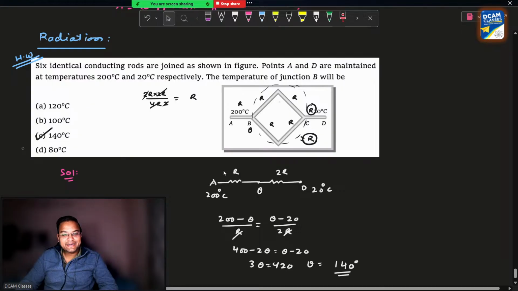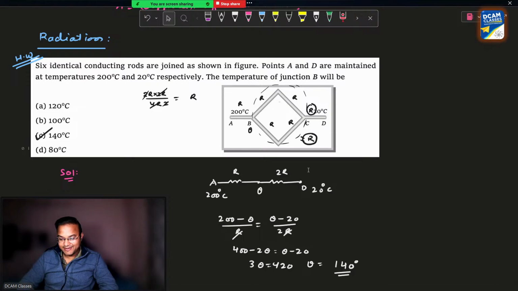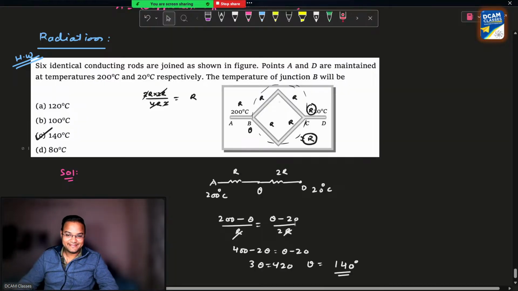Haripriya, Kanishka. Yeah, Haripriya, how is it? Sir, I was already taking from B to B. I didn't think from A to B. Acha, you did not take resistance from A to B. Acha.